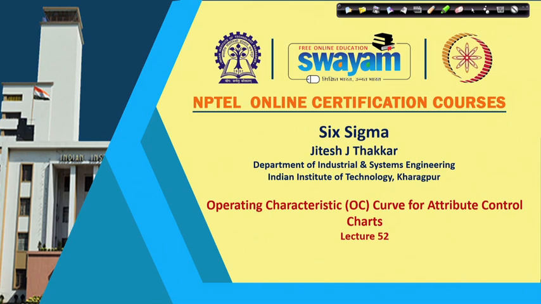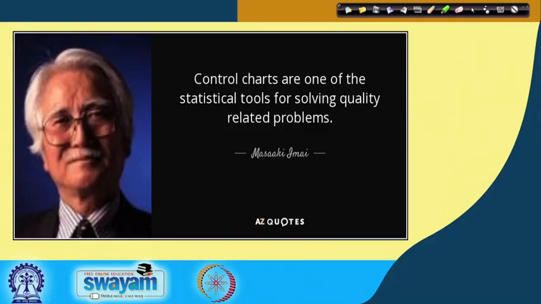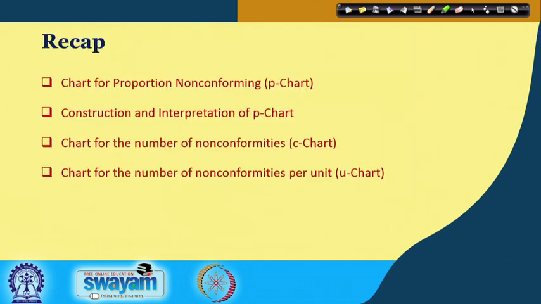So we are moving ahead in the last phase of our DMAIC cycle, and we are discussing the control phase of our DMAIC Six Sigma cycle, and this is our lecture 52. Once again I will keep emphasizing that control chart and associated concepts are extremely useful to do the fact based analysis and establish a statistical control on the process.